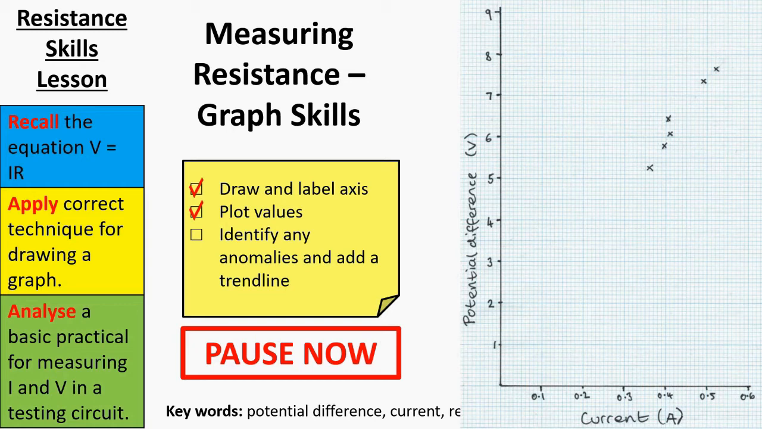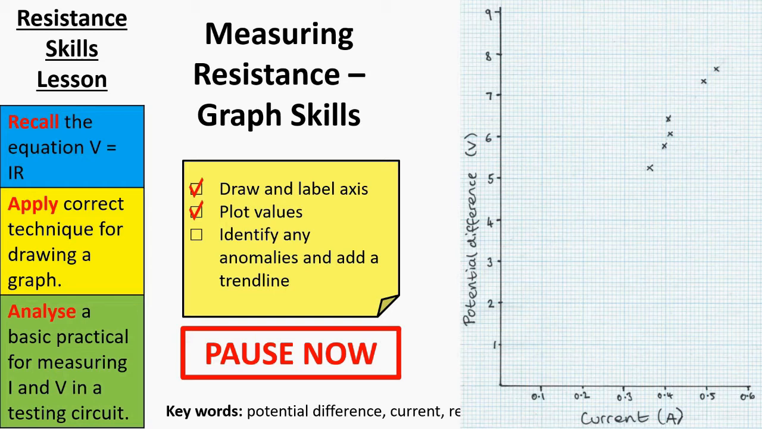A little bit of a tip that I would recommend for identifying any anomalies is to take a look to see where the trend line would go. If there is clearly one of the crosses that's way out of line with the other ones, then you can identify that as an anomaly. If it's an anomaly, you just simply put a circle around it and ignore it.